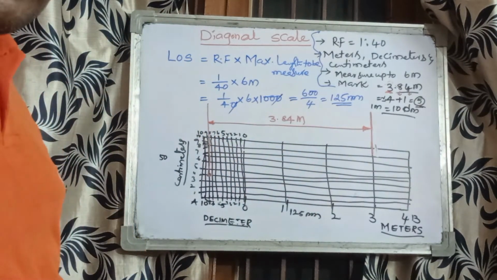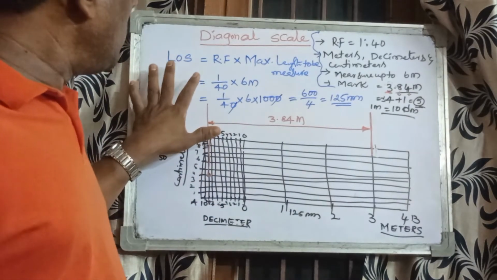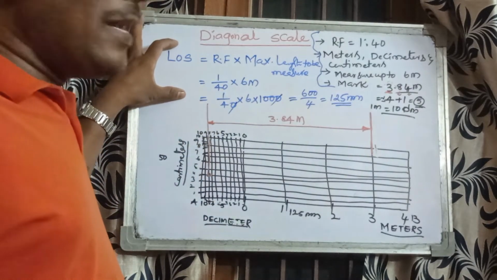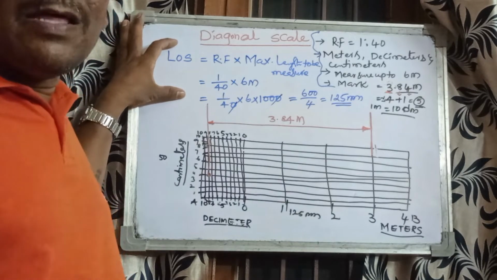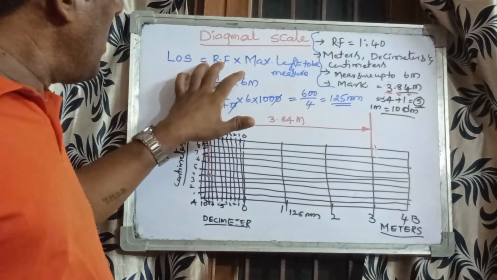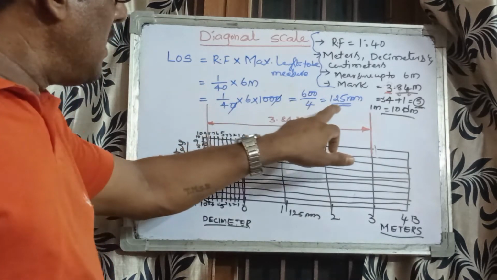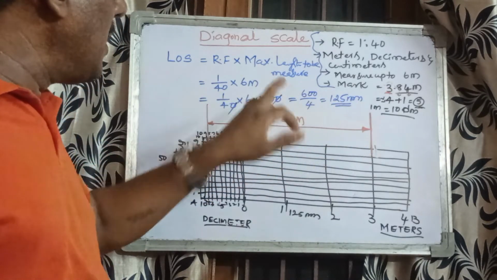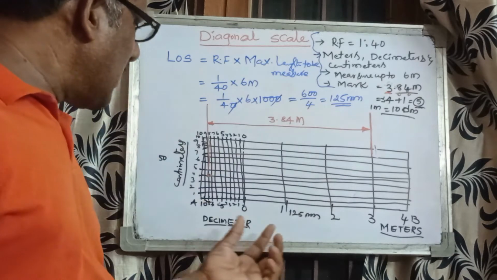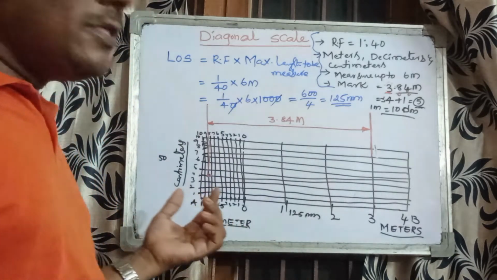So first, see that, once again I will explain. So first in the examination, write clearly, or calculate the length of the scale. It is a simple formula: representative factor into maximum length to be measured. So after completion of this, you will get 125 mm if you calculate this. And the construction is simple. So this is a diagonal scale.